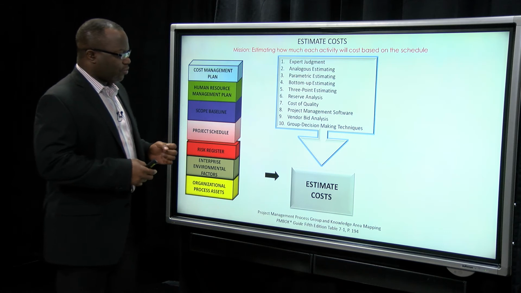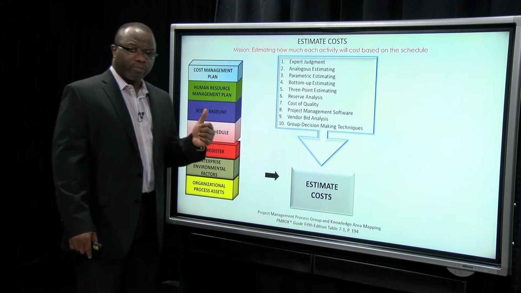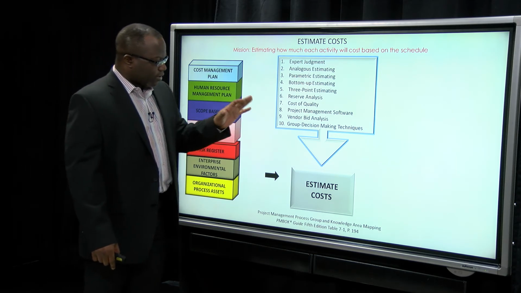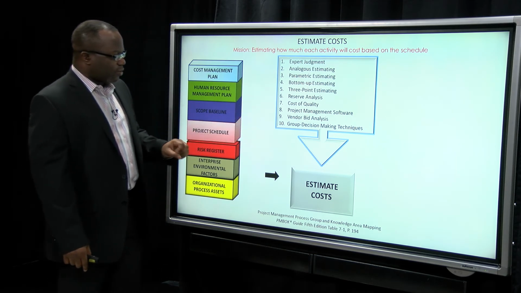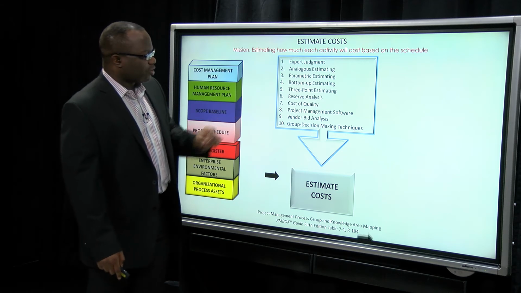And lastly, group decision-making techniques. Remember, we've got those 4. We've got plurality, unanimity, dictatorship, and majority. Those 4, make sure you go through them. We talked about that in scope management. So those are the tools and techniques.